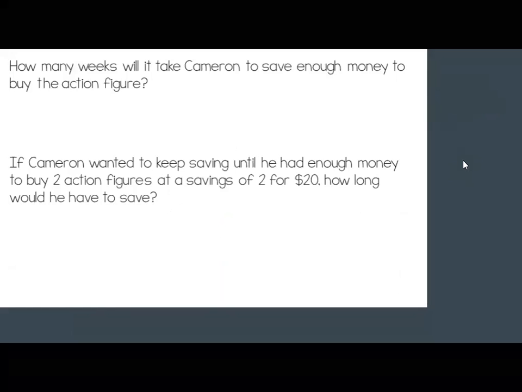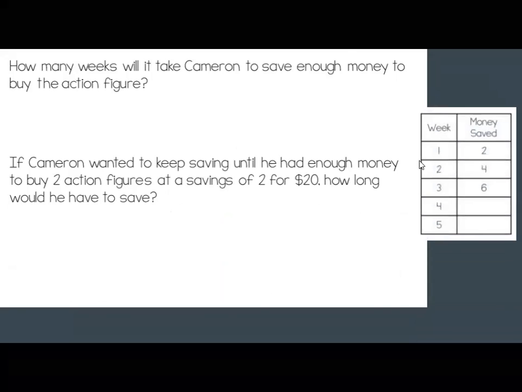How many weeks will it take Cameron to save enough money to buy the action figure? So remember, the action figure, he needed $12 to be able to purchase that action figure. So here's the chart we used. And if we fill this out, we said $8 and then $10. So we said that he needs 12. So if we add, we can extend this, and if we add 2 more, that would give us 12. So that would be a total of 6 weeks.